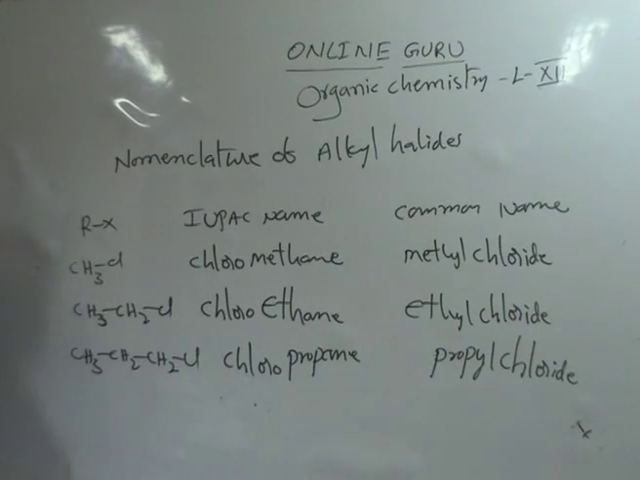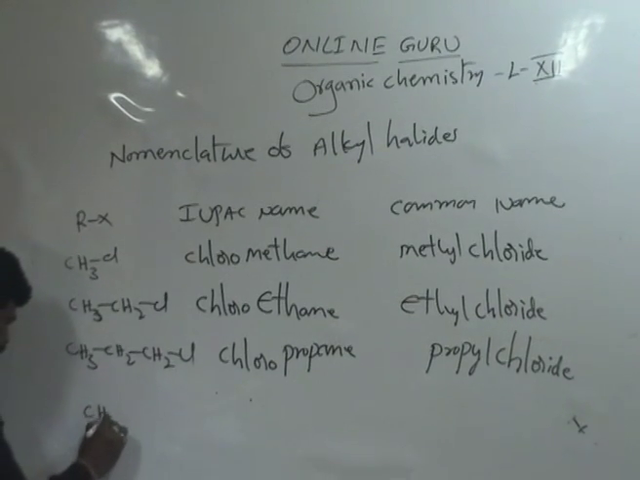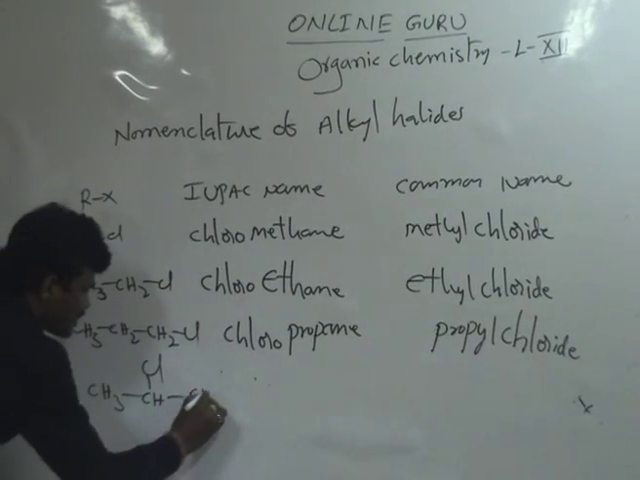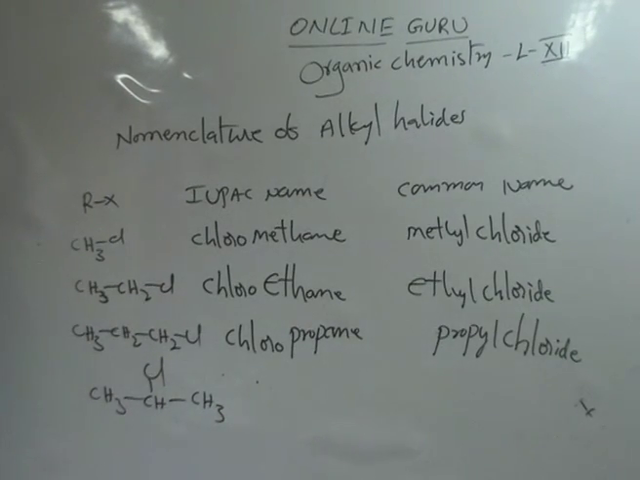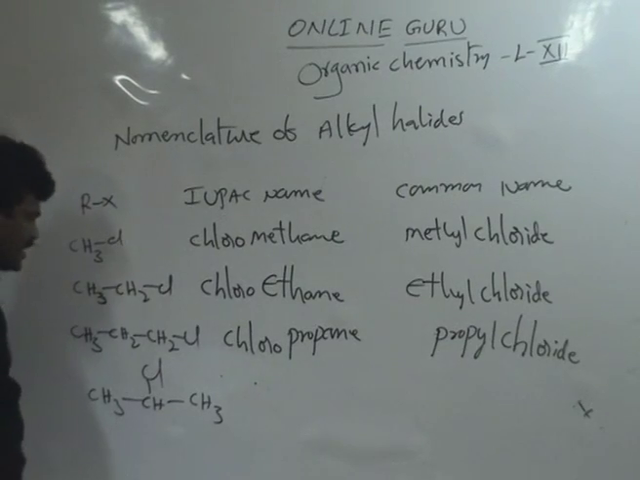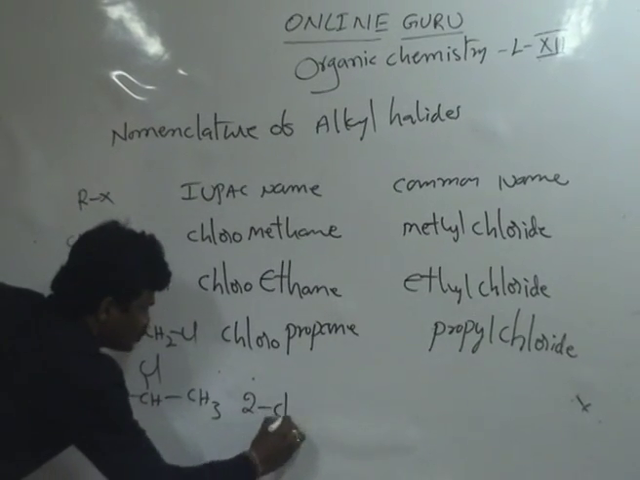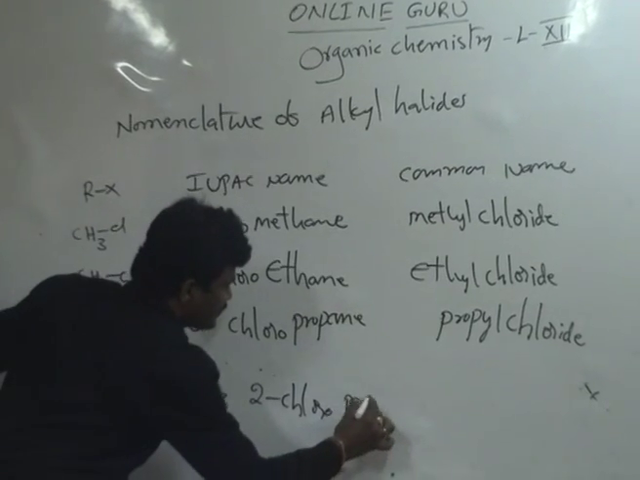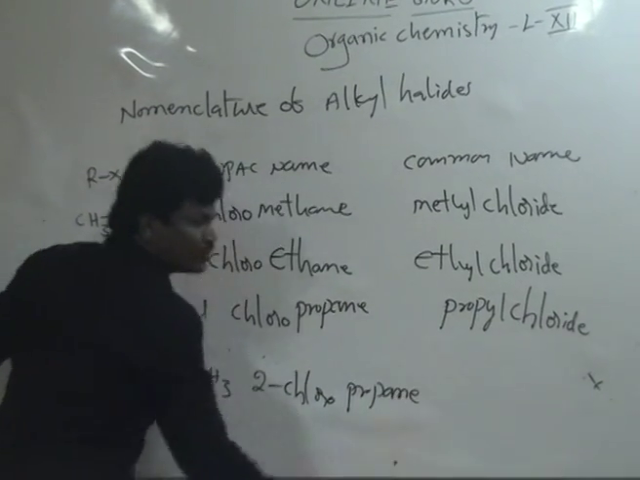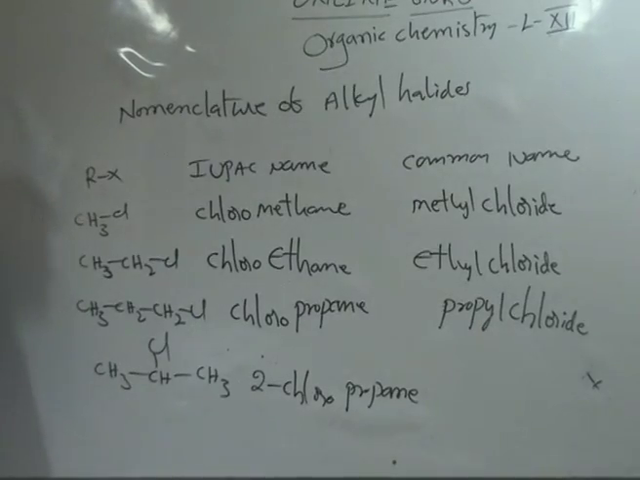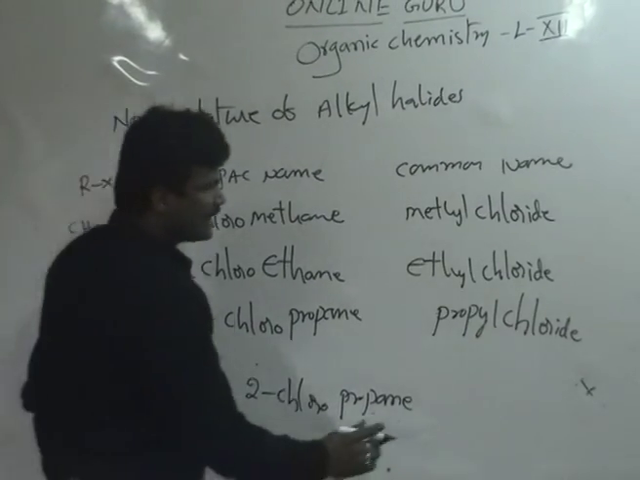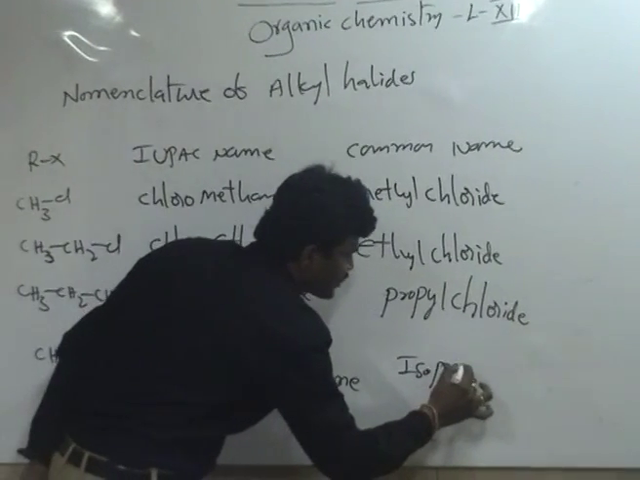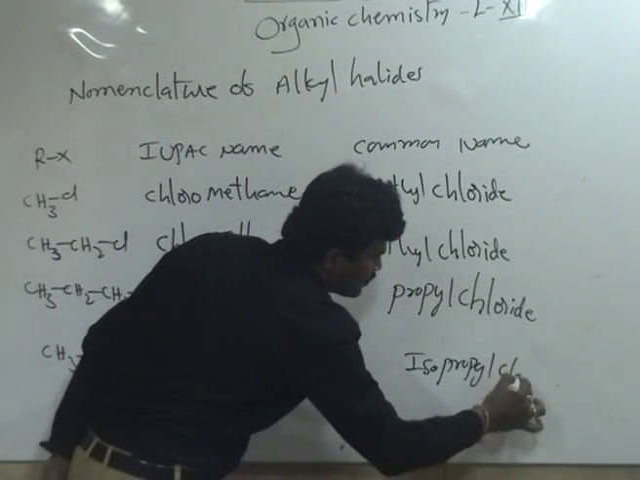Suppose CH3CHClCH3. The IUPAC name is 2-chloropropane. The common name is isopropyl chloride.